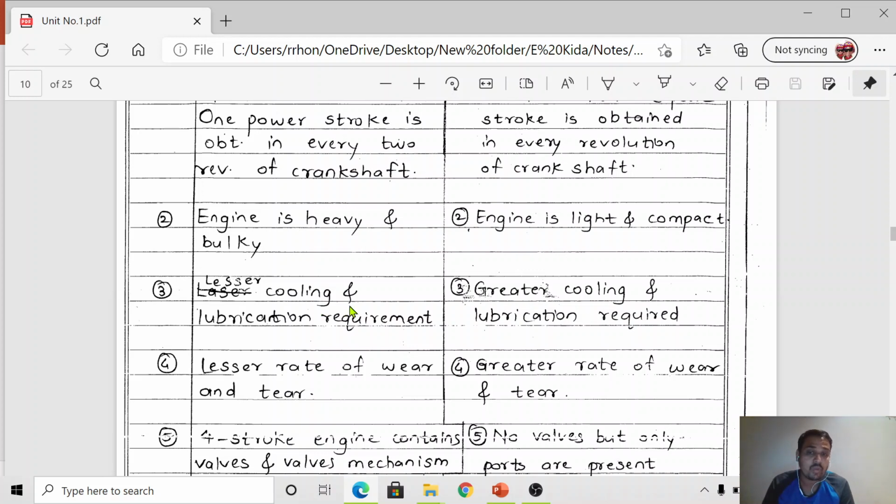Okay, but when we compare with the two-stroke engine, a huge amount of heat is generated because suction and compression happen simultaneously, and expansion and exhaust happen simultaneously. So a huge amount of heat is generated in the case of the two-stroke engine, so greater cooling is required. In the four-stroke engine, as I told you earlier, there is sufficient time for the different processes, but for the same processes in the two-stroke engine, limited time is available. That's why greater cooling and lubrication are required.